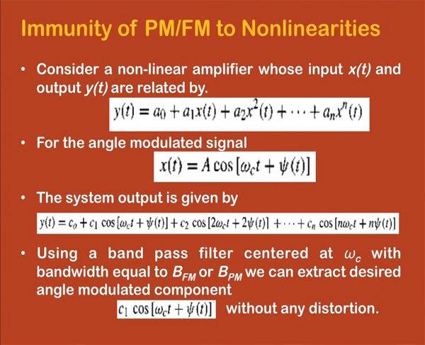What we see here is that this nonlinearity will produce harmonics of the input signal. Now, if we use a band pass filter, we can extract one of these harmonics and get rid of all the amplitude distortions which were introduced due to the nonlinearity. What it means is that FM and PM signals are immune to signal nonlinearities. If we use a band pass filter at the output of the nonlinear device, we can completely eliminate the distortions caused by the nonlinear device.